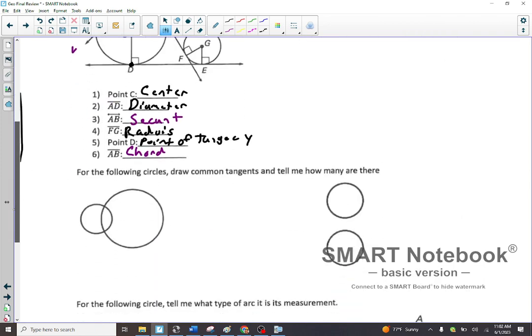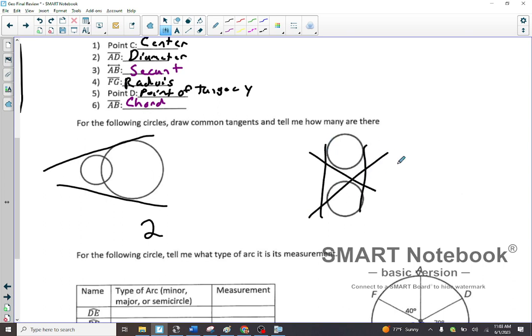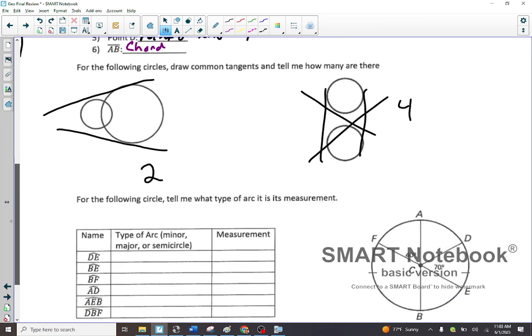For this one, you've got to find the common tangents. There's 2 for that one, and then there's 4. Good. So this one has 2, and this one could go this way, this way, this way, and that way. So 4. Good. The video that was focused on this test, I remember I went over all of them.